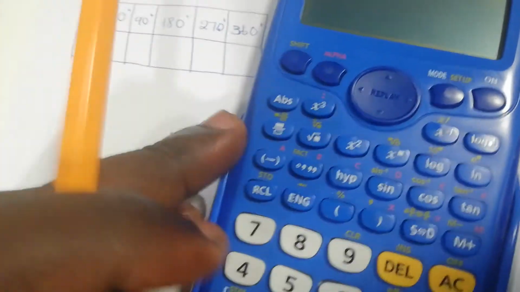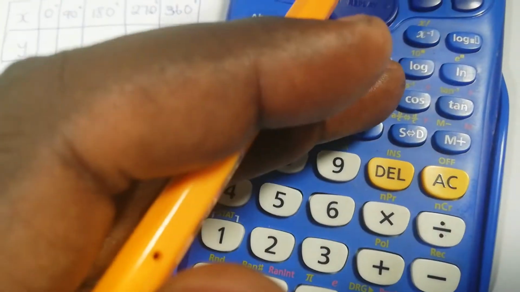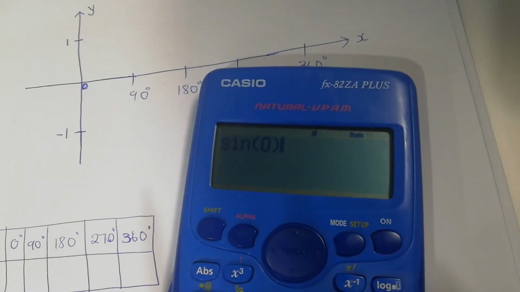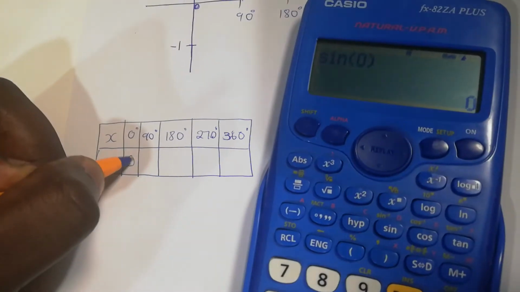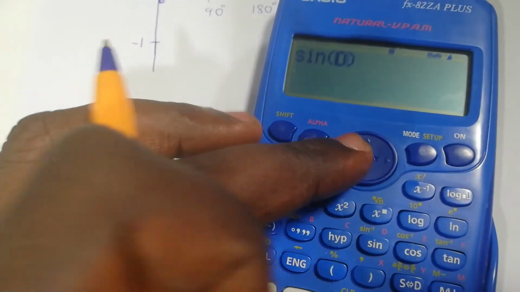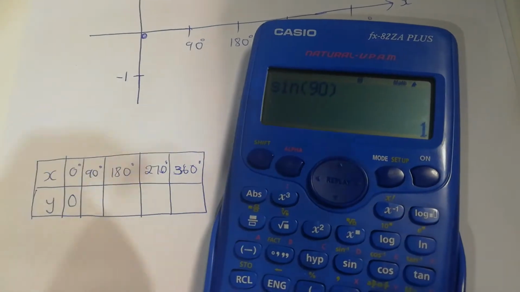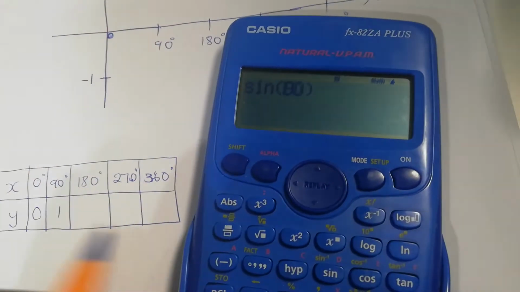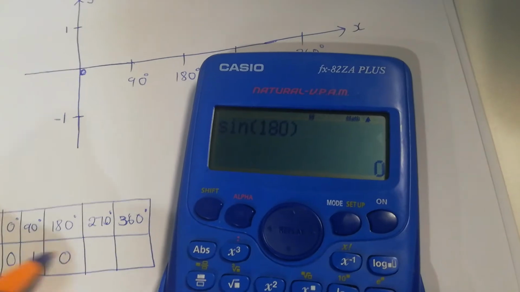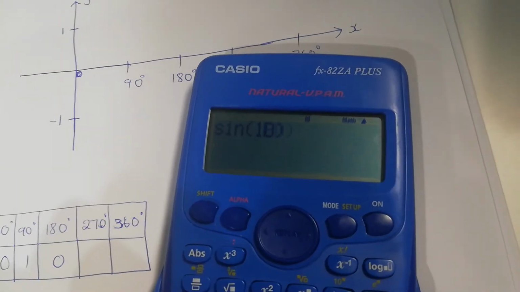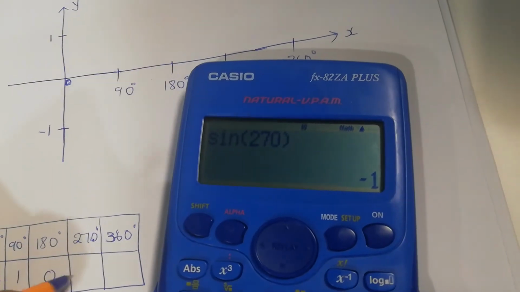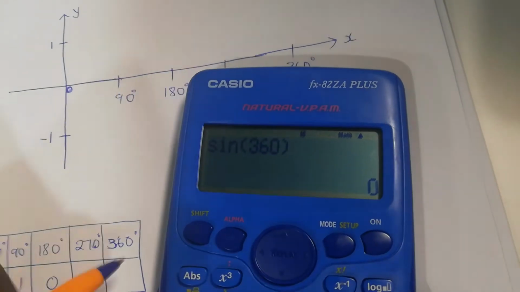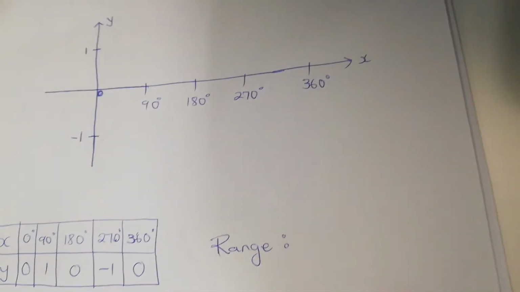Let's start with the 0. You're going to press the sine function, then 0, and you can close the bracket if you need to. So sine 0 is 0. You're going to complete the table first. Sine 90 is 1, sine 180 degrees is 0, sine 270 degrees is -1, and sine 360 degrees is 0. Now we're done with completing our table.